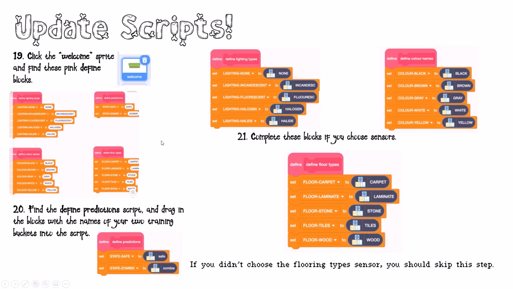After all, we need to complete these three. If you have defined lighting in your project, you need to complete it like this. If you don't have it, just skip it. If you have colors, you need to complete this one. If you don't have colors, we skip it also. And if you have floor type, you also need to complete it. If you don't, just skip it.